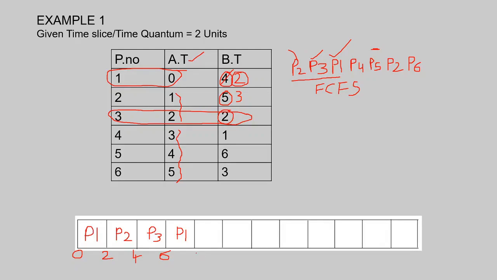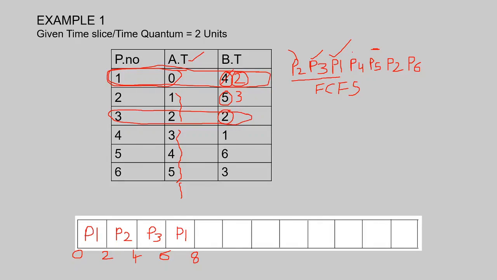So 6 plus 2, it is 8. So now P1 will complete its full execution. As this P1 has completed its full execution, don't send P1 to the queue now. Further, no other processes have arrived. When P1 was executing, no other process arrived.